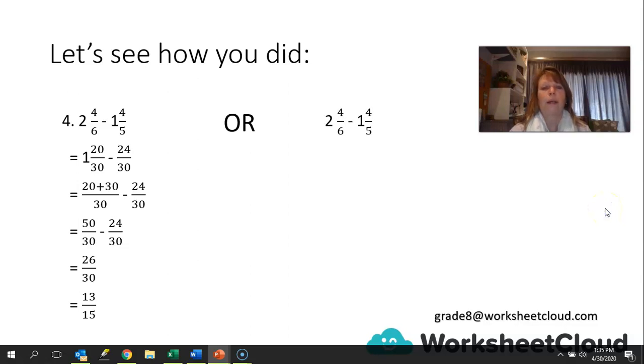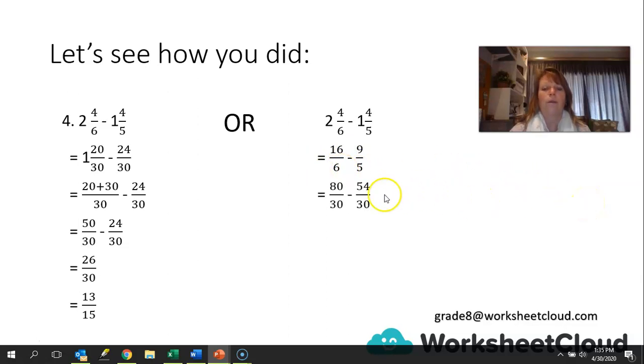Okay, where we're going to make improper fractions first. All right. So now to make an improper fraction, remember we're going to say 6 times 2 is 12. 12 plus 4 is 16. 5 times 1 is 5 plus 4 is 9. Okay, there we go. 16 over 6, 9 over 5. We still don't have like denominators. We need to find a common denominator.